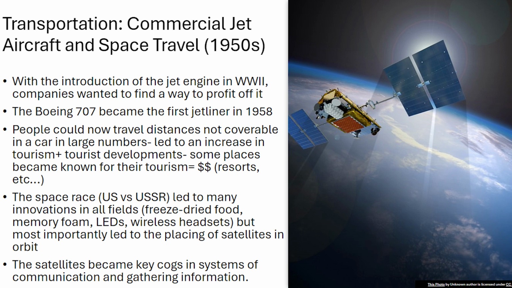The Boeing 707 became the first jetliner in 1958 where people could start riding it. People could now travel long distances not coverable by car, and in large numbers led to an increase in tourism and tourist developments. Some places became known for their tourism, whereas they made their money from resorts and gift shops and attractions and stuff.